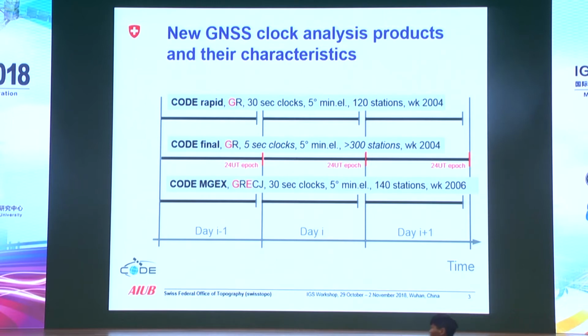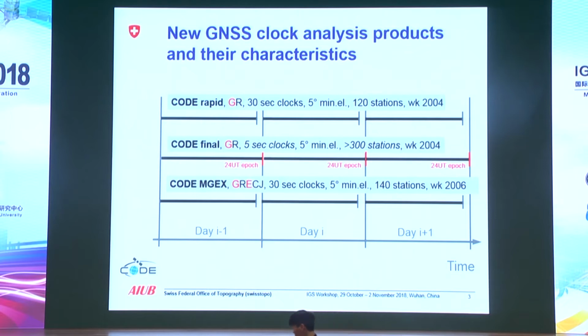And here you have an overview of the three analysis lines where we have ambiguity-fixed clocks: rapid, final, and the multi-GNSS. Then you have indicated here the systems included in red. There we do narrow-lane ambiguity resolution, so widelane we do for every system. Then the temporal resolution for the clocks, the elevation mask angle, the number of stations typically included, and the starting GPS week where we started to provide the product.